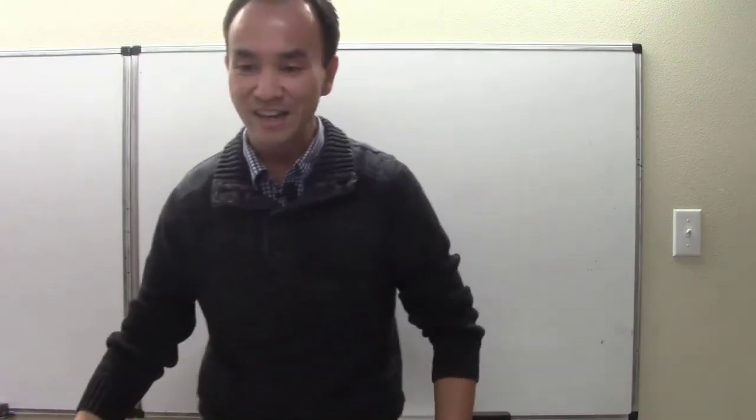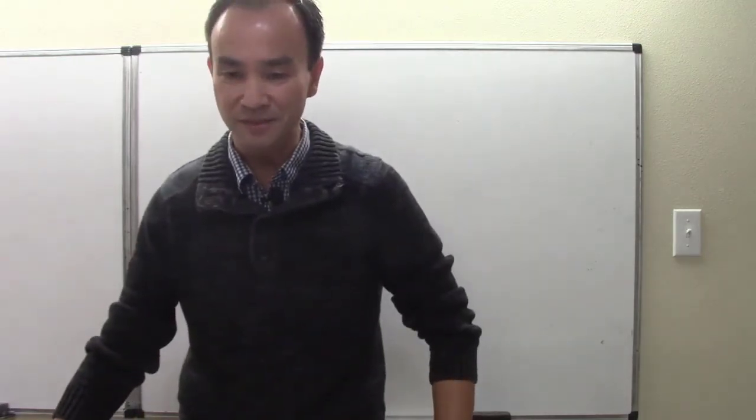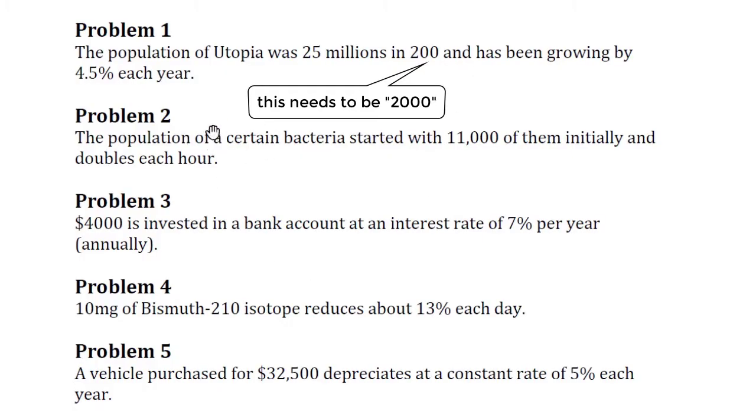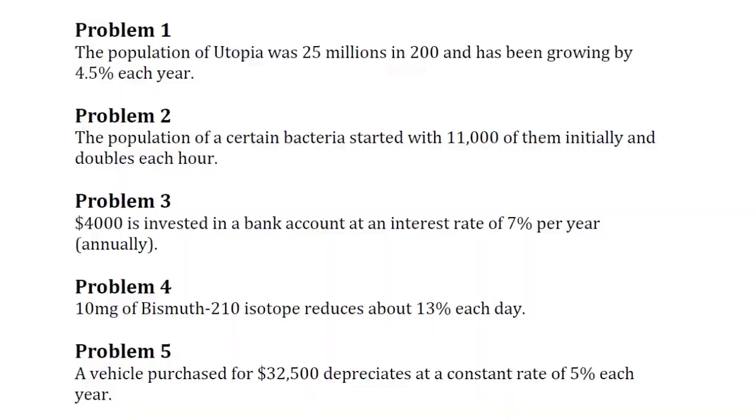Now let's quickly look into the next problem. I did not bring in any questions here. Problem number 2: the population of a certain bacteria that started out with 11,000 of them initially, and doubles each hour. So think about it. Aside from this problem, generally there are many other problems where the scientists are interested in knowing.